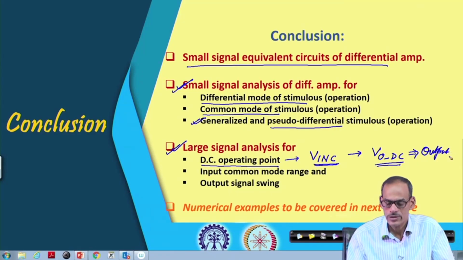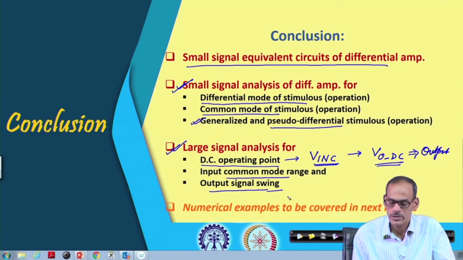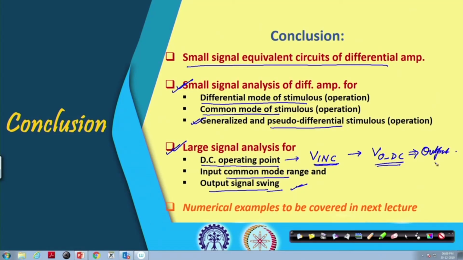We did not get a chance to elaborate on these 2 topics, particularly input common mode range and output swing, because it may be difficult to appreciate without any numerical values. So, whenever we talk about numerical examples, we shall further elaborate on these parameters, and our next discussion will be numerical examples on differential amplifier, which will be covered in the next lecture.